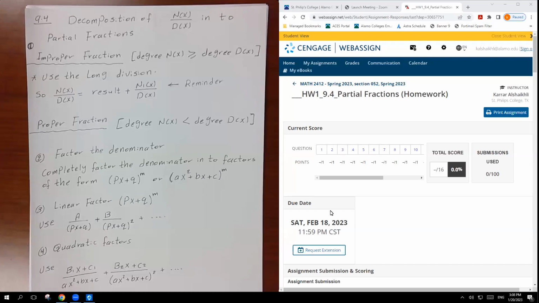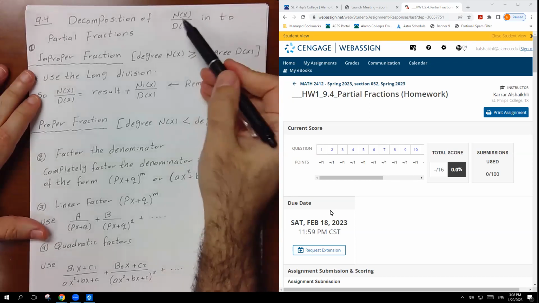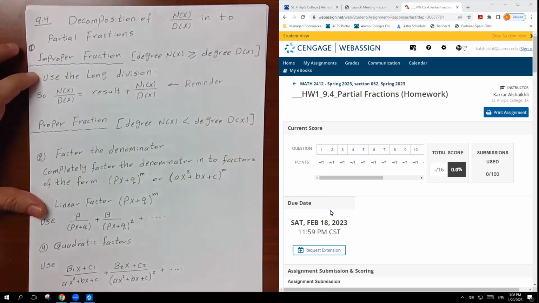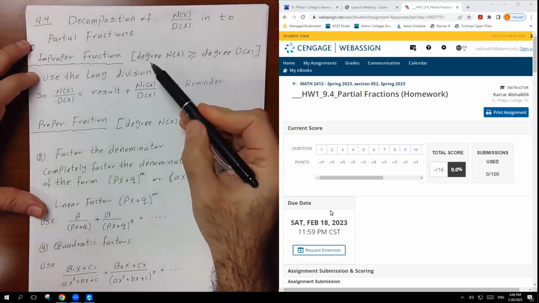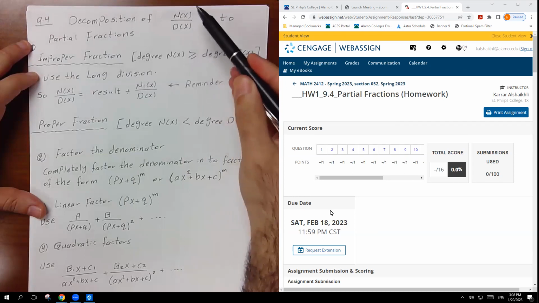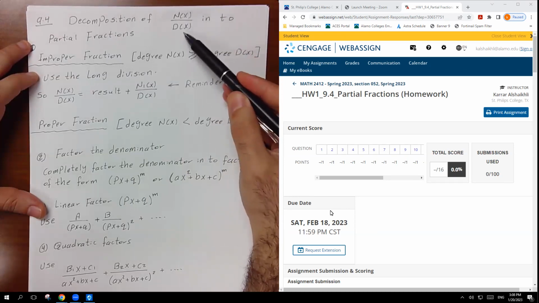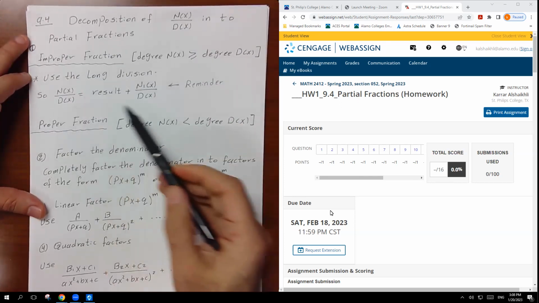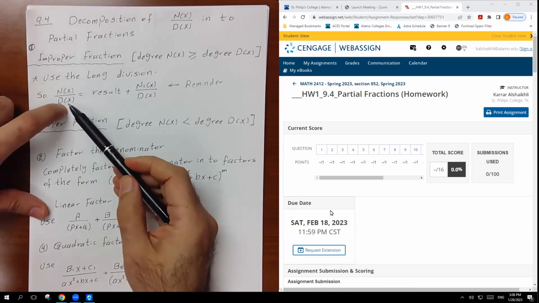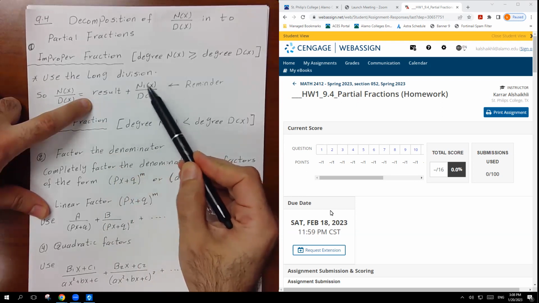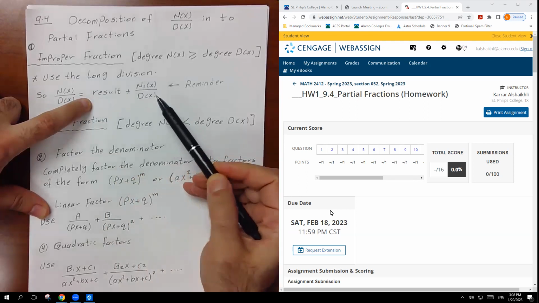Hello. Let's start with section 9.4, partial fractions, or the decomposition of N(x) over D(x) into partial fractions. The first thing: if we have an improper fraction, which is when the degree of N(x) is greater than or equal to the degree of D(x), that means the highest exponent in the numerator is greater than or equal to the highest exponent in the denominator. In this case, we use long division, and N(x) over D(x) is the result from the long division plus N1(x), which is the remainder, divided by D(x), which is the divisor.